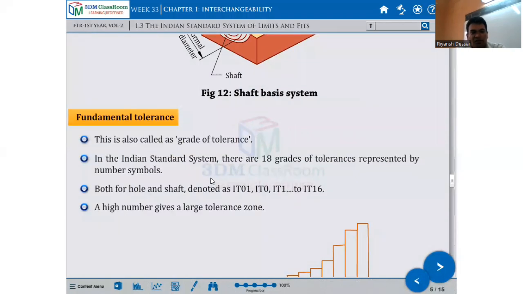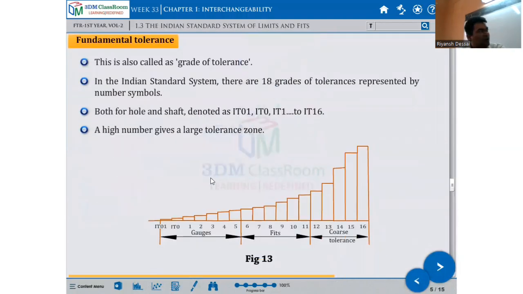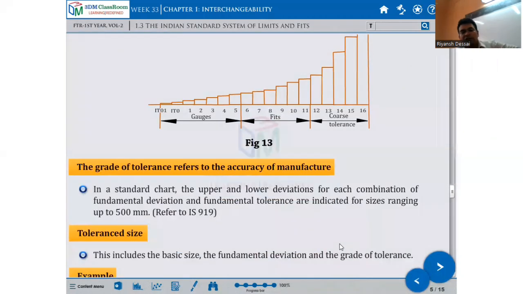A high number gives a large tolerance zone. So IT16 also has a large tolerance zone. This is called IT01, IT0, 1, 2, 3, 4, 5. This is up to gauge. Then 6, 7, 8, 9, 10, 11, this is called fit. And this 12, 13, 14, 15, 16, this is the coarse tolerance. The grade of tolerance refers to the accuracy of manufacturing.